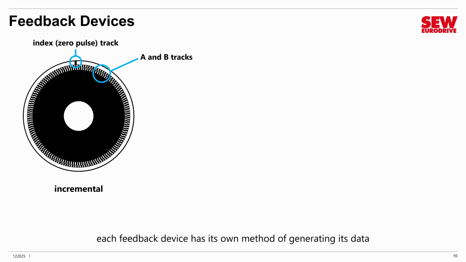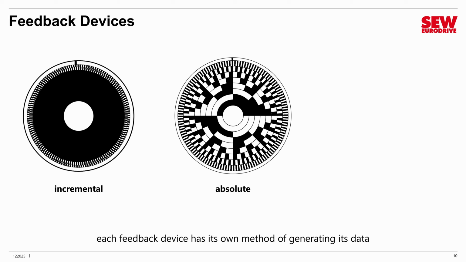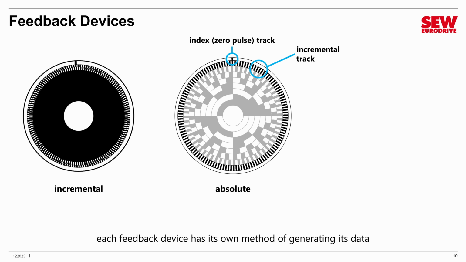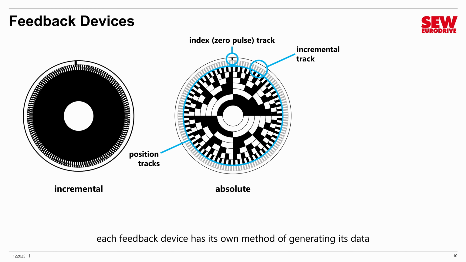Absolute encoders are more complex, as you can guess by looking at this disk. This one has an index track. It also has an incremental track, which can be used for speed control, but the position numbers are derived from the position tracks. Now, this has 7 position tracks. The light and dark areas generate a 7-bit binary number. Now, a 7-bit binary number has 128 possible combinations, so this disk will give you positions from 0 to 127. That's not actually very many. This is a low-resolution absolute encoder, but the disk is easier to understand.